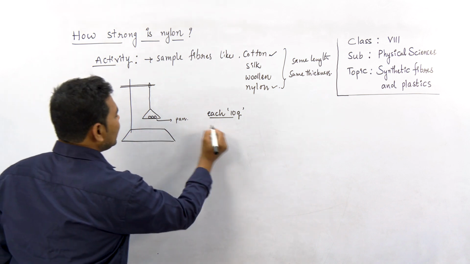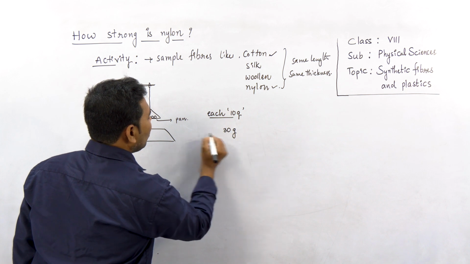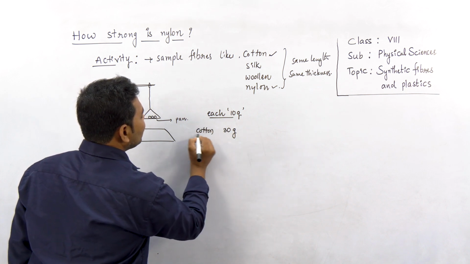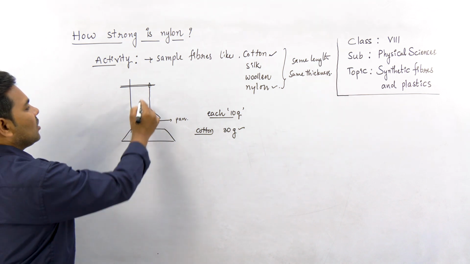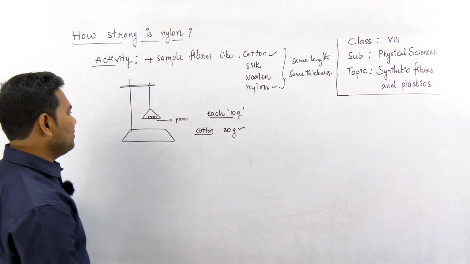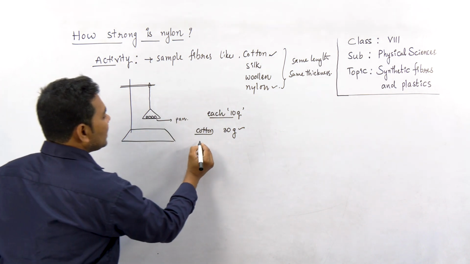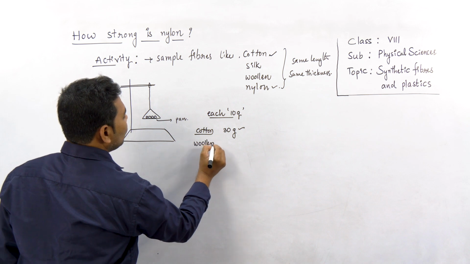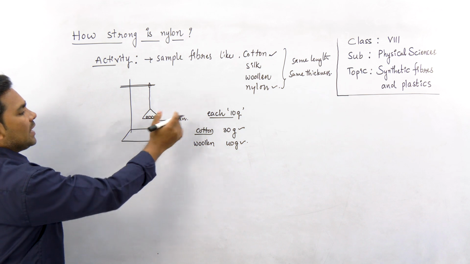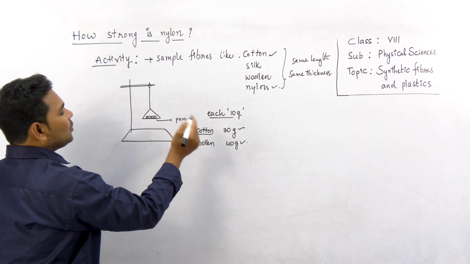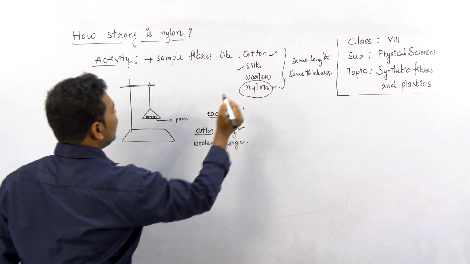Let's say it is 3 weights. I have used 10 grams each. So cotton can bear a weight of 30 grams. If you try to place more than 30 grams, the cotton thread may break. Let's imagine. Now repeat the same activity with woolen. Woolen may bear some more weight. Let's imagine woolen can bear one more weight, 40 grams, 10 grams each. Like that, you repeat this activity using silk fiber and also lastly nylon.